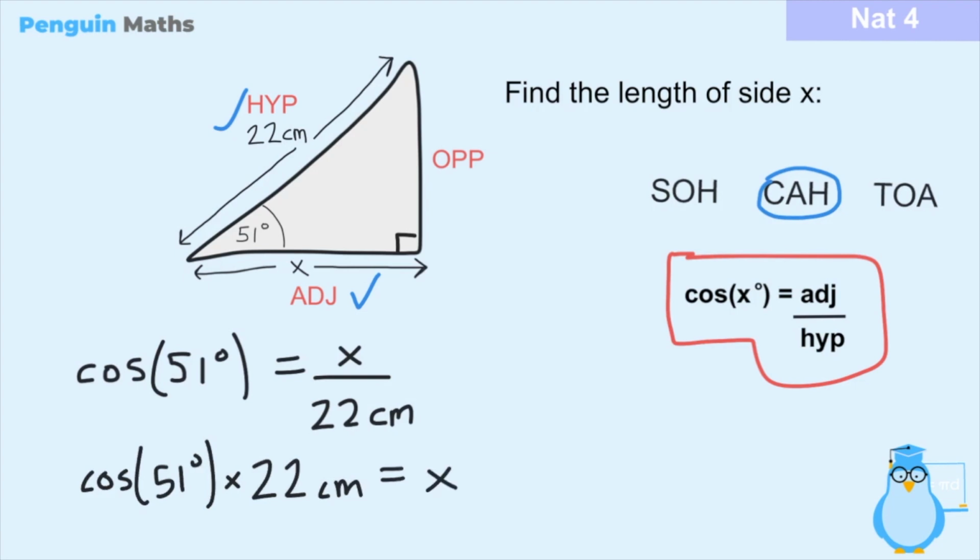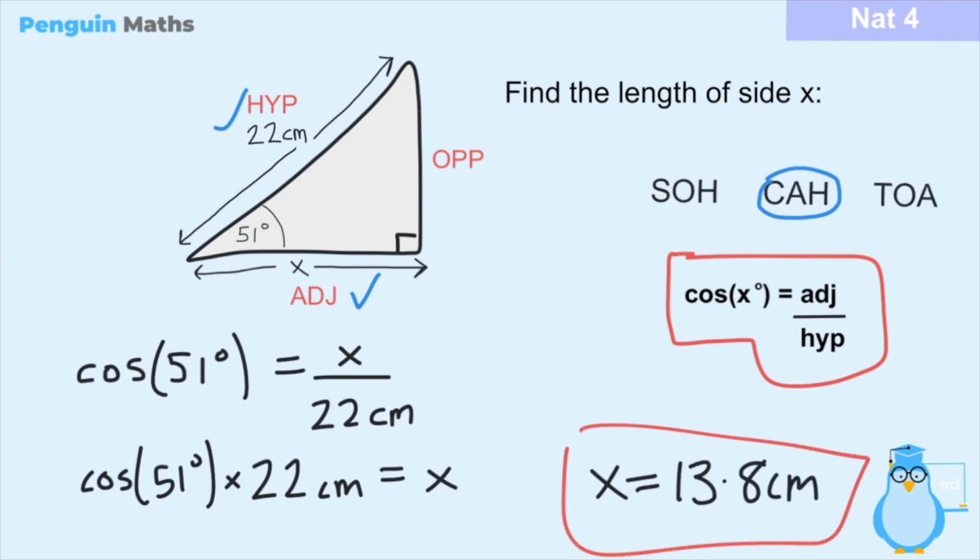And now all we have to do to solve for x is put this into our calculator. So we use the cos button on our calculator, we type in 51, we close the brackets, and then we multiply this by 22, and from this we get a value of around 13.8 centimetres for our length x.